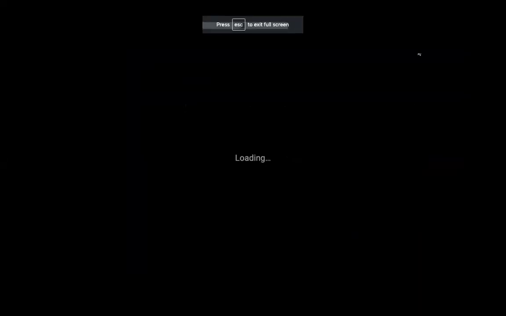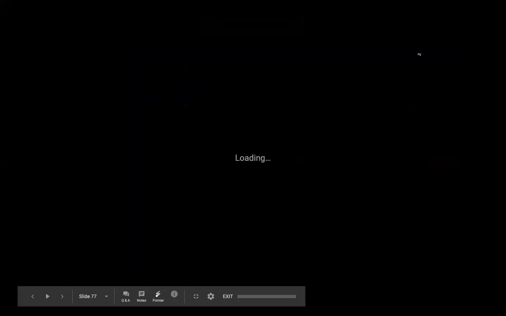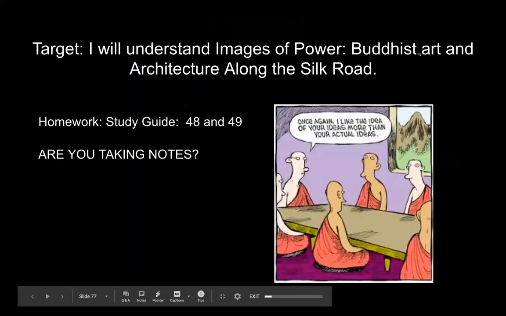Okay, so we're going to continue to look at some Buddhist art today and focusing on images of power and also kind of how some of the art and architecture is influenced by the Silk Road.